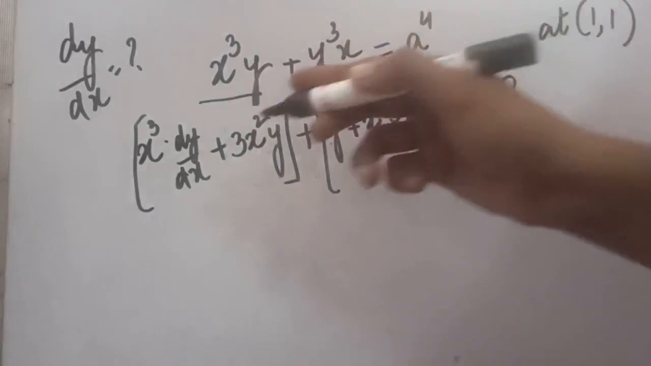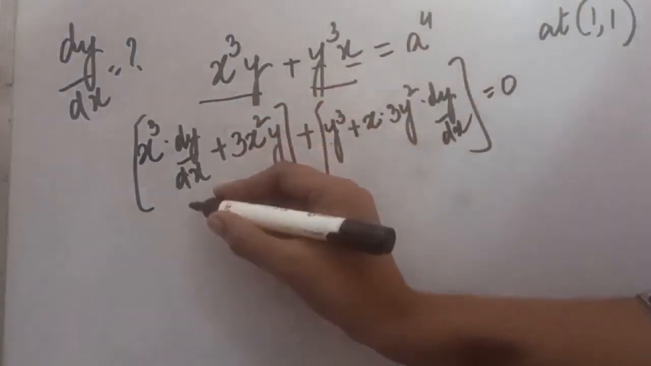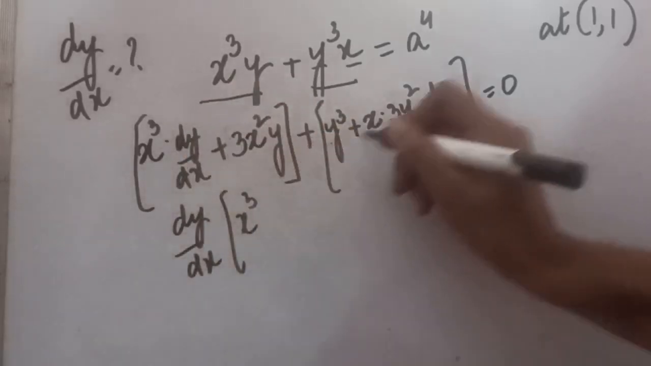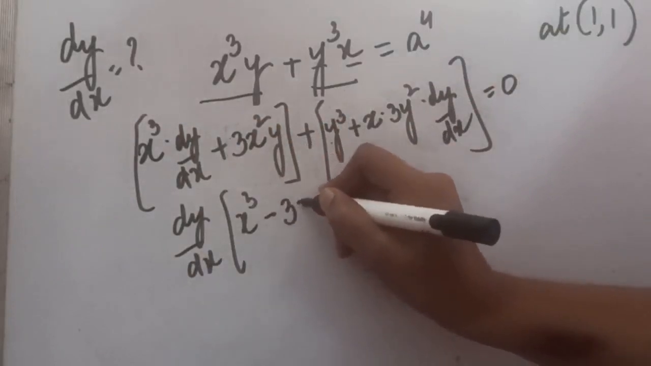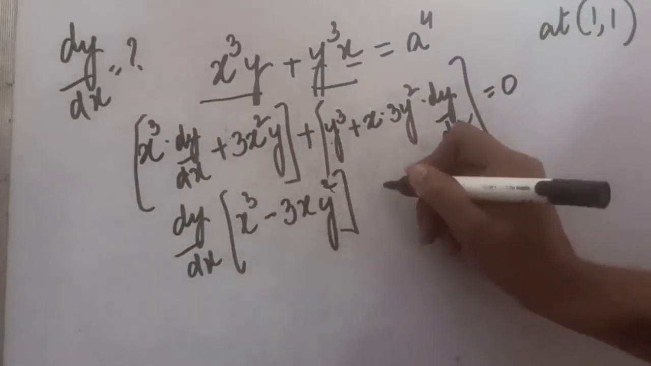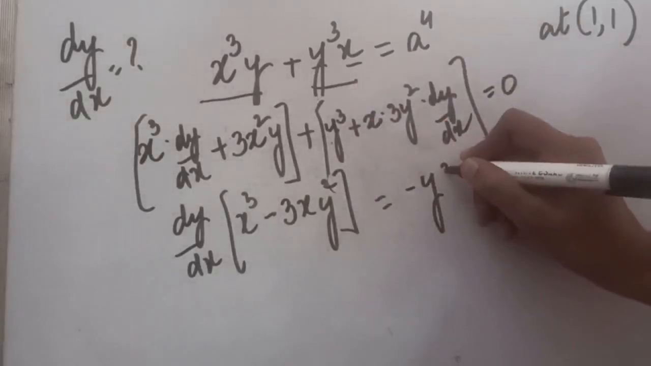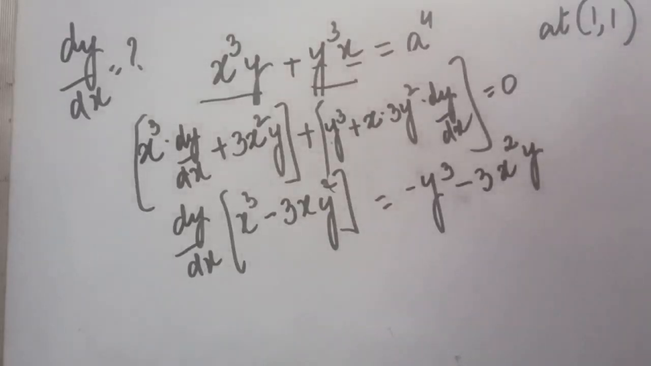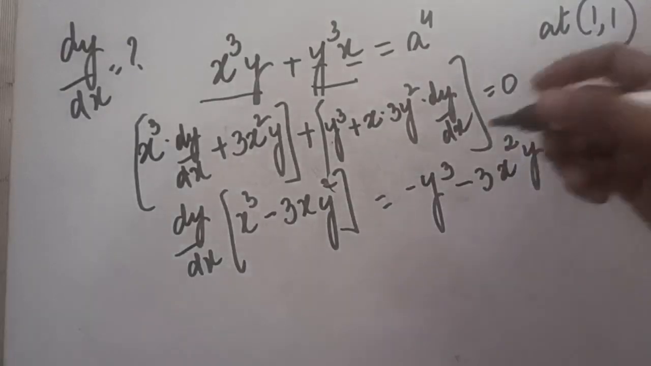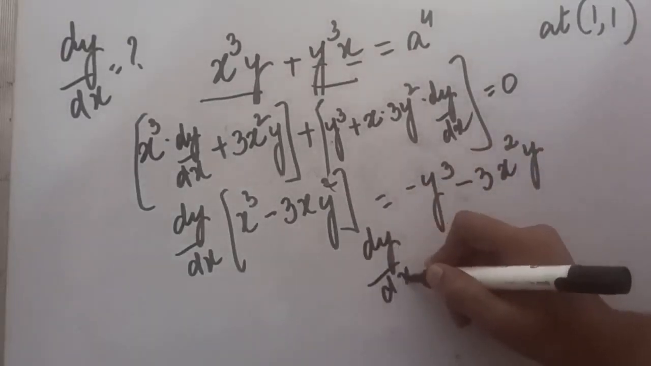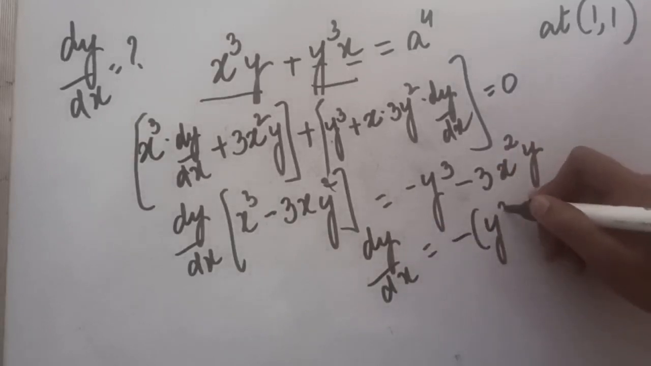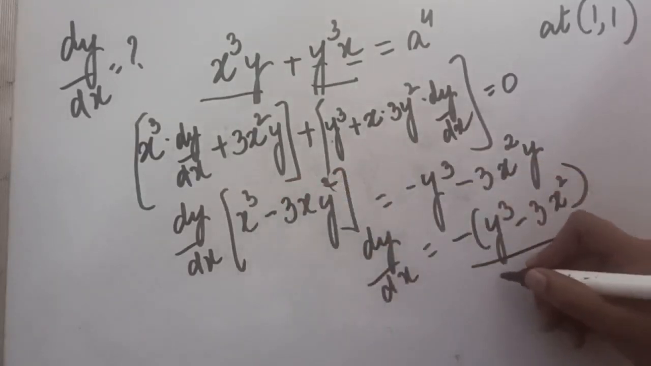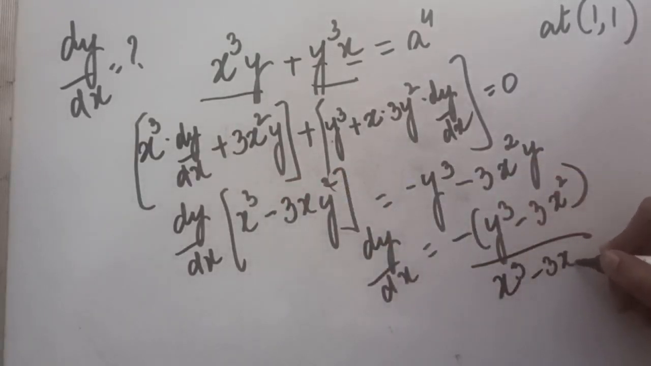So now if you open these brackets and we want to take dy upon dx common, dy upon dx common can be taken from this value x cube and from this value, that is 3xy square, is equals to this y cube will go on the other side and this minus 3x square y also will go on the other side. So from here we will calculate dy upon dx. If I take minus common here, it is y cube minus 3x square divided by, from here it will go below, x cube minus 3xy square.